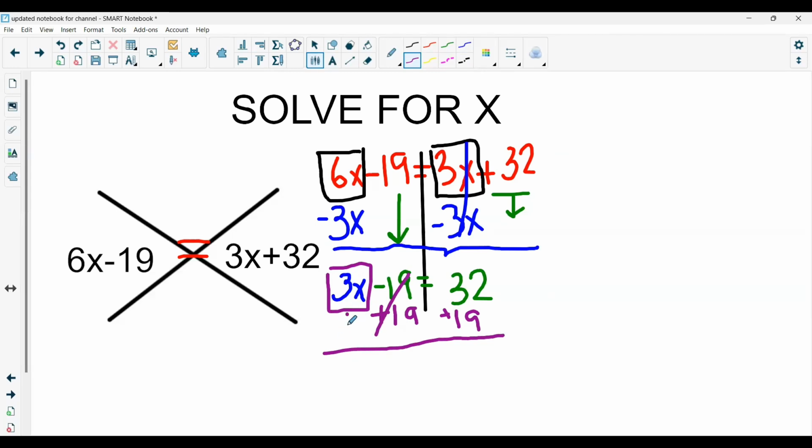I'm going to bring everything down that's left over. I have my 3x here, and then 32 plus 19. I'm going to get my calculator. Always put your numbers in the calculator so you can make sure that you're right.